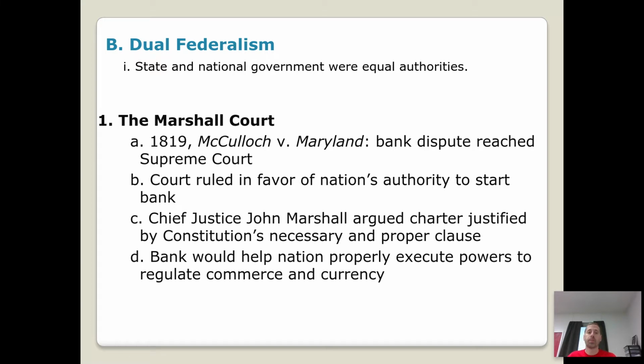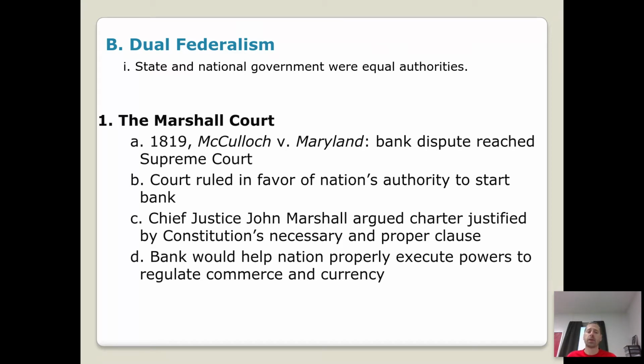So they sued, and it reached all the way to the Supreme Court. This case is called McCulloch versus Maryland. And the Supreme Court said the federal government does have the power to create a national bank, even though it's not in the Constitution. Think about it: nowhere in the Constitution does it say the federal government can make a national bank. But the Supreme Court, led by John Marshall, said that the national bank was justified under the necessary and proper clause. This is an implied power.